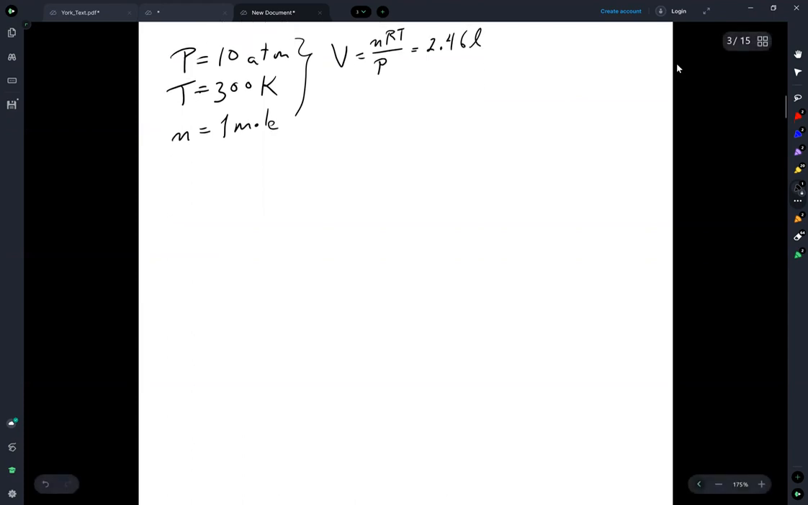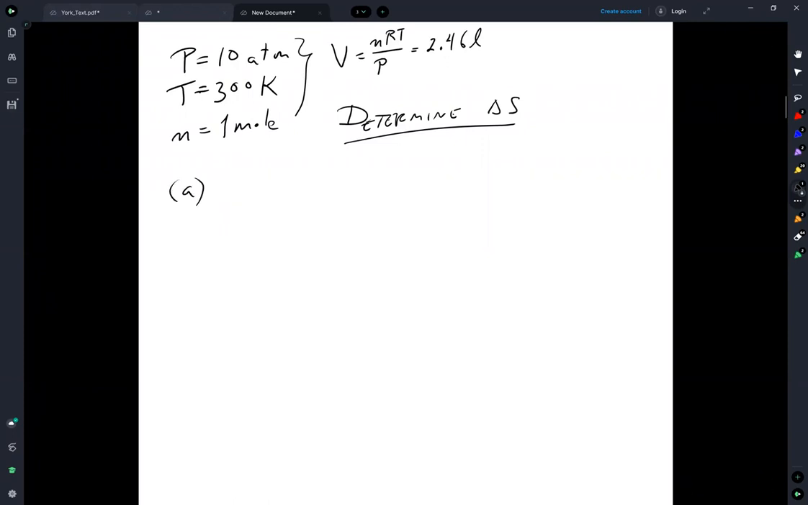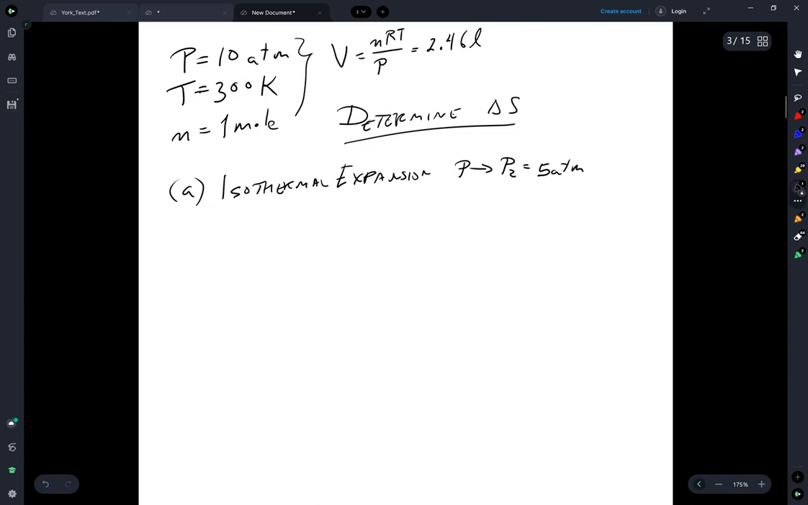Now the problem is to determine delta S, and we do this for three different expansions. So the first is an isothermal expansion, where P goes to 5 atmospheres. It's isothermal, so it's still 300 Kelvin.